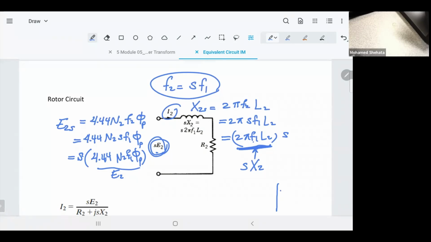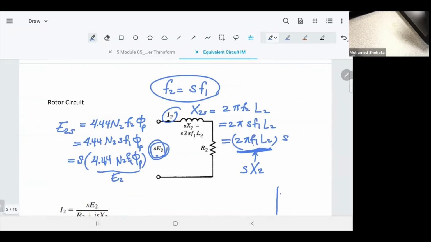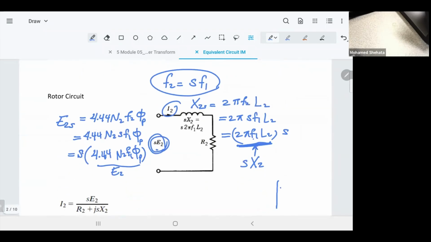First of all, you have to remember that in this circuit of the stator, the induced voltage is E1, and the frequency of the stator is equal to F1. In the rotor circuit, we have the equivalent circuit of the rotor here. The induced voltage is S E2, and the current I2 is at another frequency, F2. So you cannot connect both. You have to have the same frequency, and you have to have the same induced voltage when they are equal.